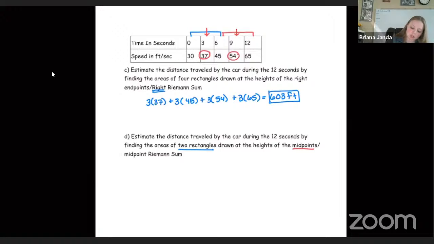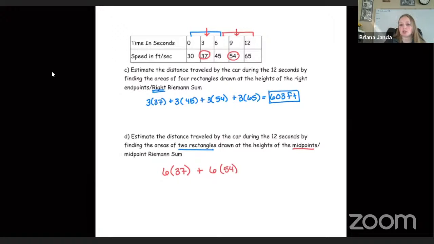So the base will change. My base length is now 6. Oops, height of midpoint height, so 37. My second rectangle also has a base length of 6, and this time height of 54. So there's your midpoint Riemann sum.